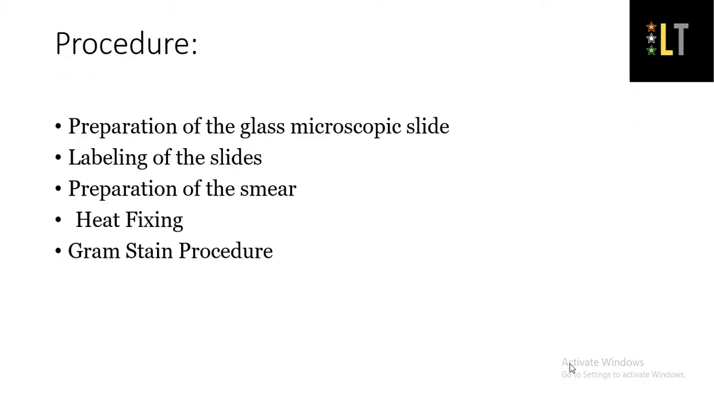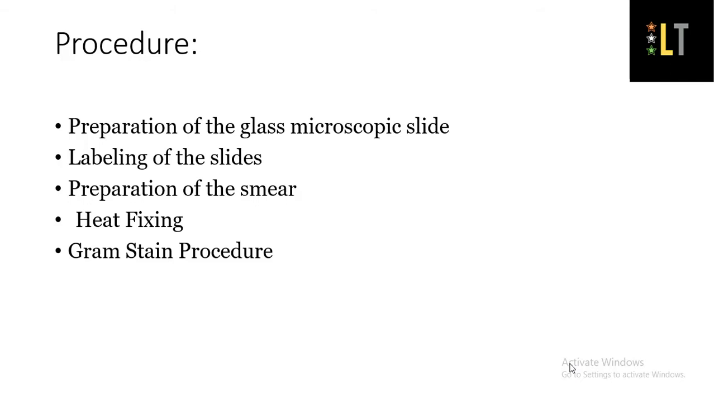So now we will see the procedure of gram staining technique. As we have seen in other staining practicals, first you will require a glass slide which is to be cleaned with water and then with any disinfectant like alcohol. Then you will have to label the slides. Labeling of slides in gram staining is very important so that you can determine on which slide you have inoculated gram positive bacteria and on which slide you have inoculated gram negative bacteria.